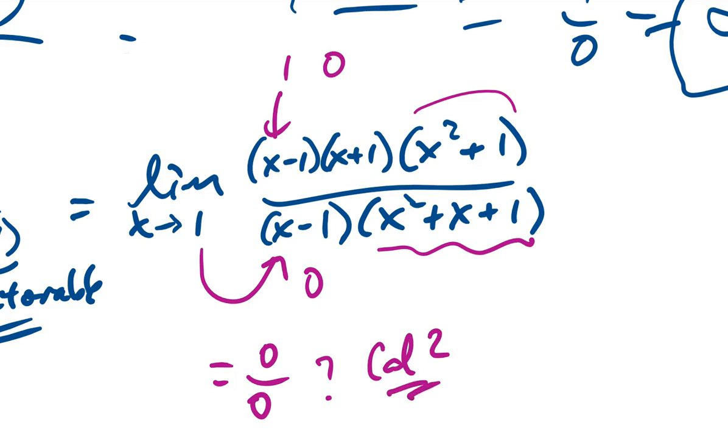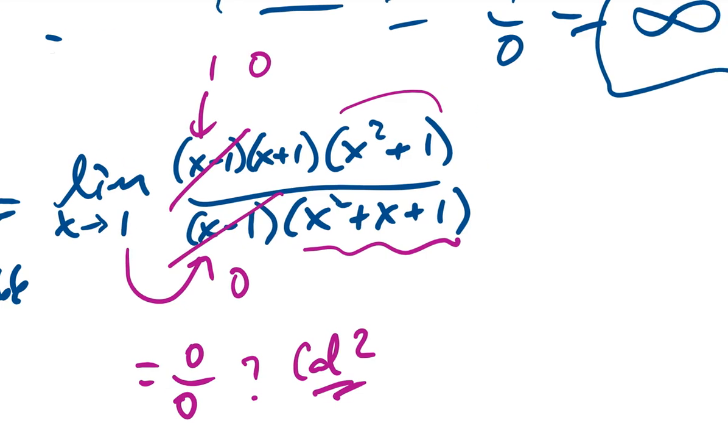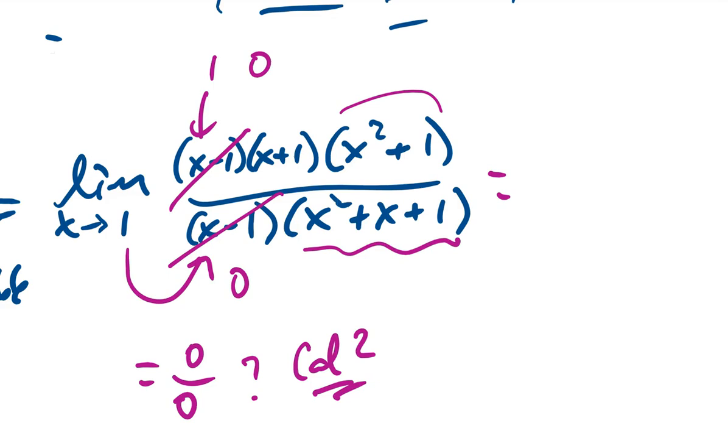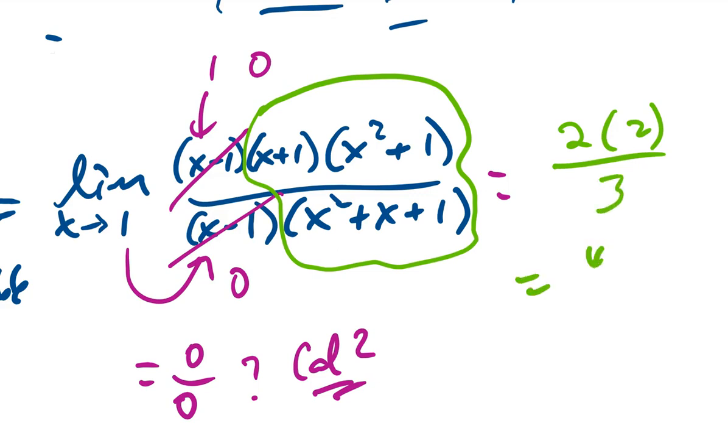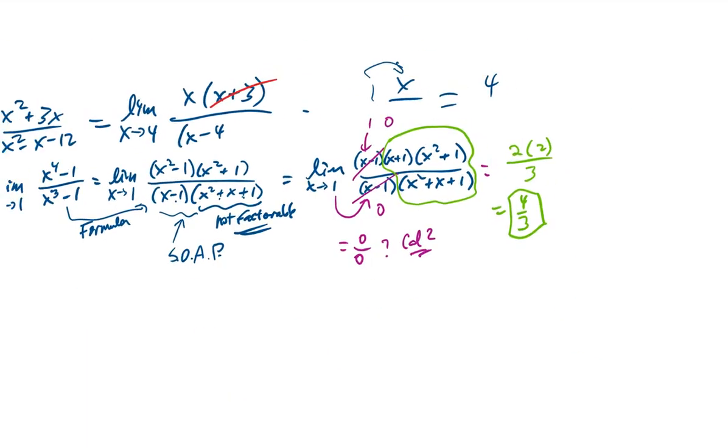But here, you can cancel these x minus 1s instead, and then you don't get that problem. So when you plug in 1 now into what's left over, which is all of this, you'll get 2 times 2 over, let's see, plug in 1, you get 3, which is 4/3. And there you go, there's your answer. Okay, so factor first, all right?